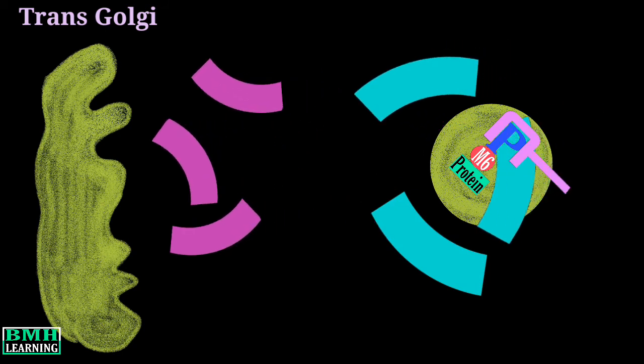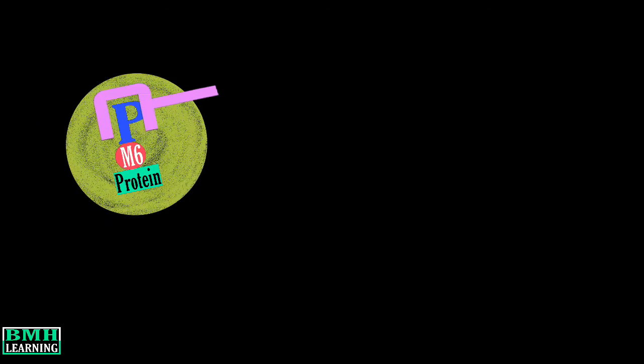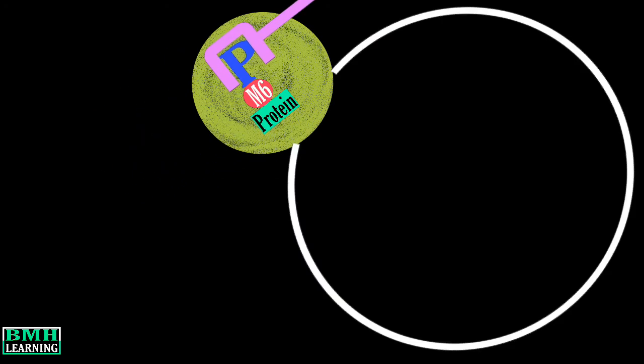Now, it's time for the disassembly of the AP complexes and coat proteins so that the vesicle can fuse with the endosome. So, we get a naked or uncoated transport vesicle which is now devoid of both AP and coat proteins. Now, the uncoated vesicle fuses with the endosome. So concentrate here fully because a lot of things are going to happen in the endosome.